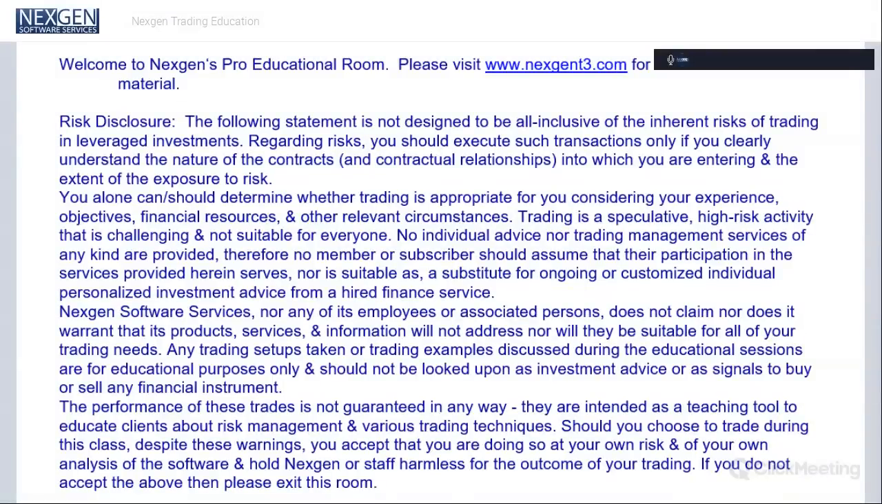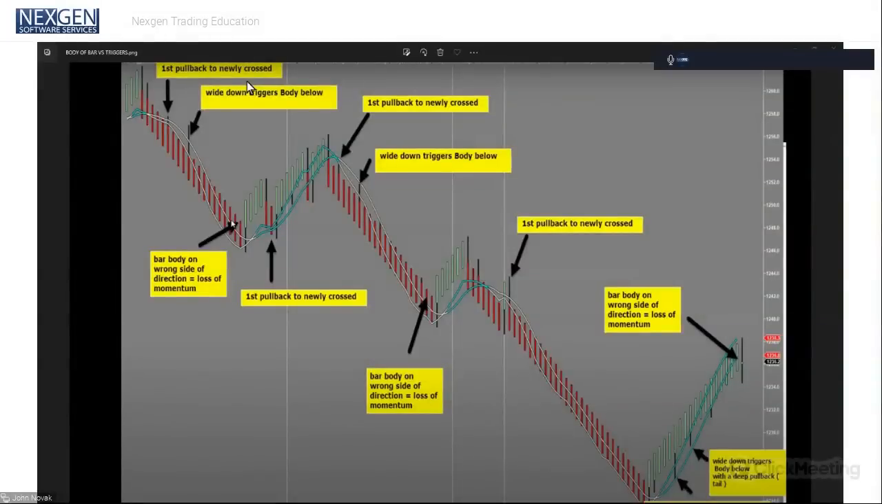All right. So first, quick disclaimer, educational purposes only. We are here to teach you how to read your software, how to spot the advantages, teach you the basics on executing properly and reading your software properly. And then everything else is up to you. It's kind of like buying gym equipment, right? When you buy gym equipment, it's not really up to them for you to get into shape.